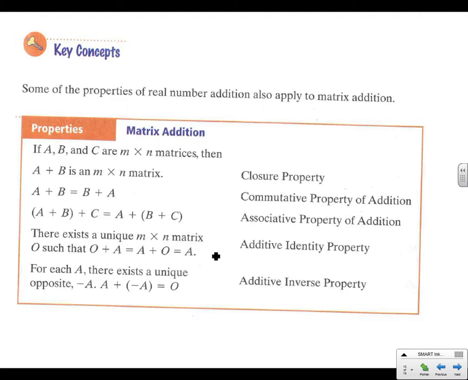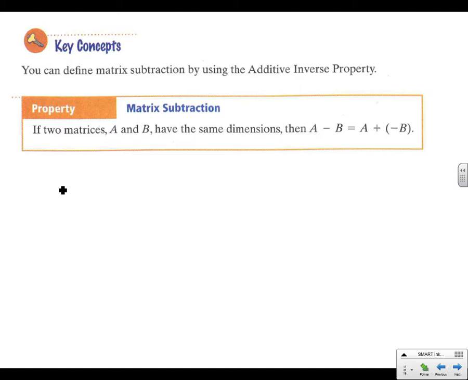All right, so this slide here, and this is from your book, all this is saying is that anything that we can do with normal addition, with normal numbers, we can do with matrices as well, as long as, and here's the key, all our matrices are the same size. So as long as all our matrices are the same size, we're just going to do normal addition. Okay? Now we're going to move into subtraction.